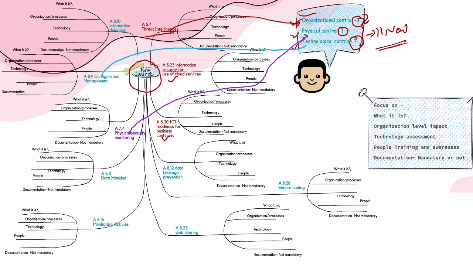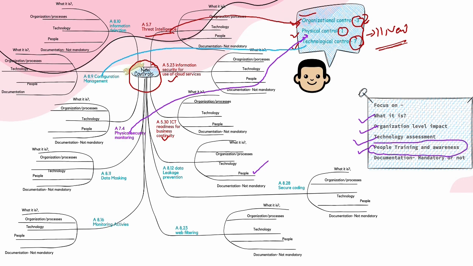So now what can the organization do? As we have seen in the previous slide, what the control is, and then what the organization-level impact is. And then you can do the technology assessment. When I say technology assessment, you can see if something needs to be implemented at the technology level or in systems to address those controls. And then it is very important that people are trained and an awareness plan is in place for these new controls.